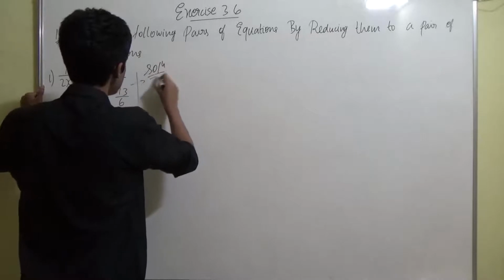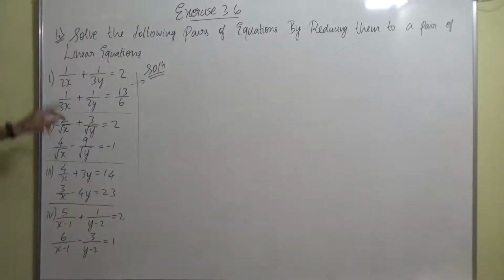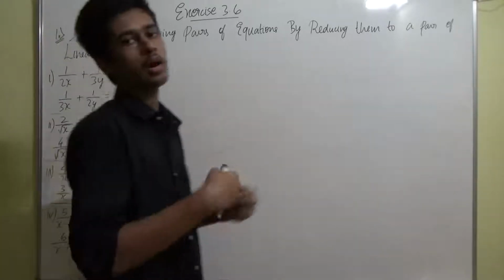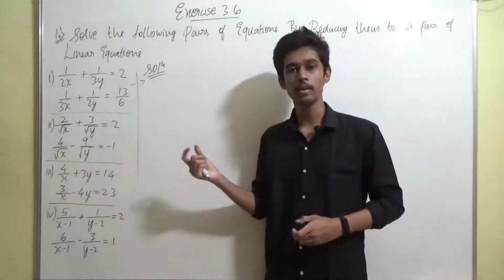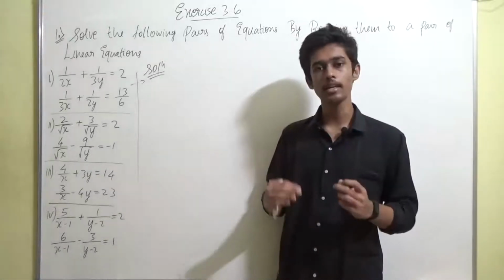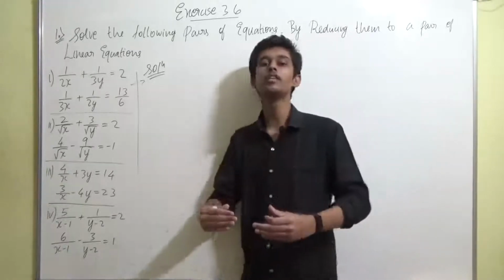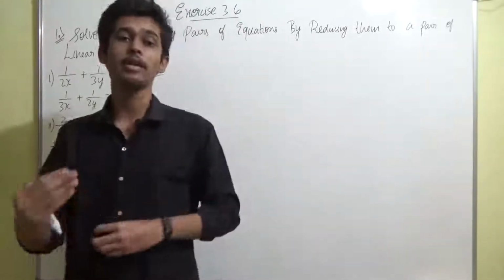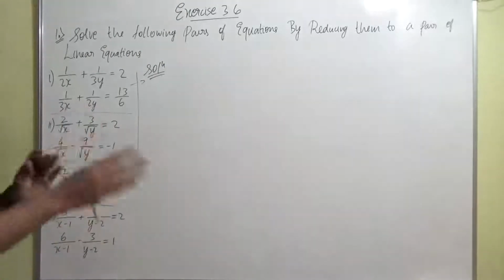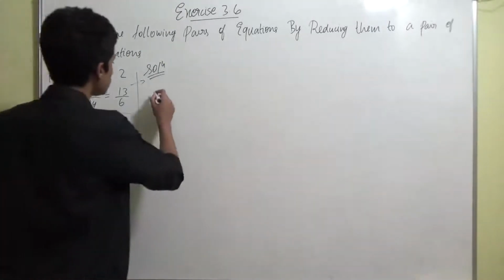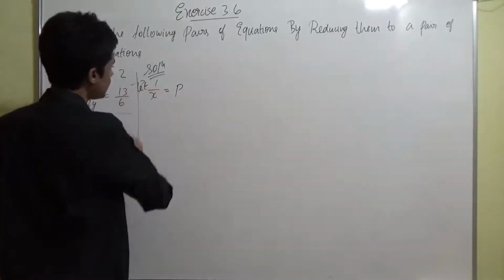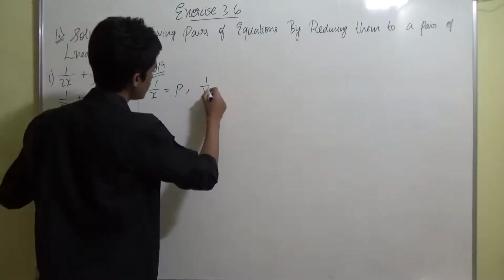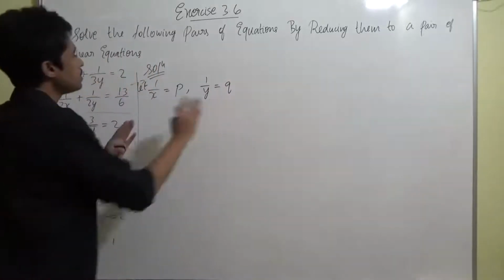In the solution part, the first step is the assumption step. When the variable is in the denominator, always remember that you have to reduce them. If the numbers are in the denominator, you take the LCM and reduce them. But if the variable itself is in the denominator, we have to reduce them by substituting them with some other value. That is, let 1 by x equal to p and 1 by y equal to q. This will be the first assumption step.